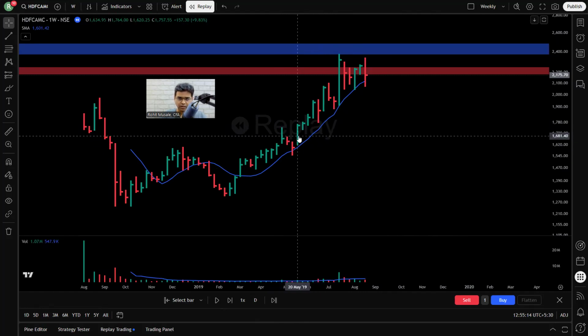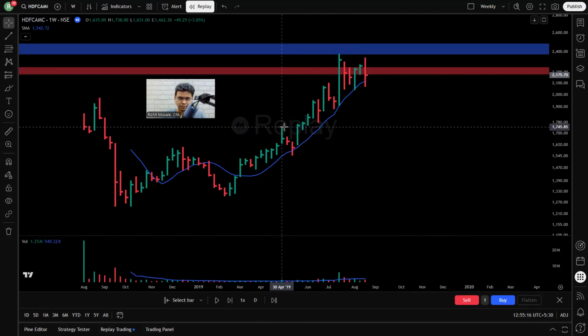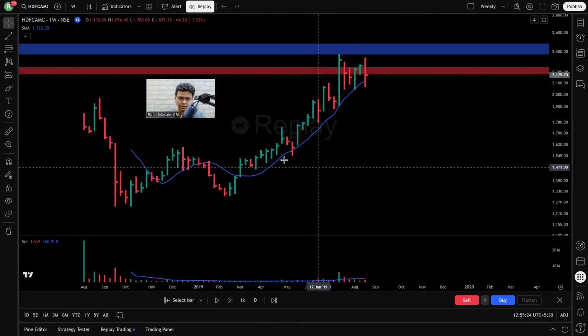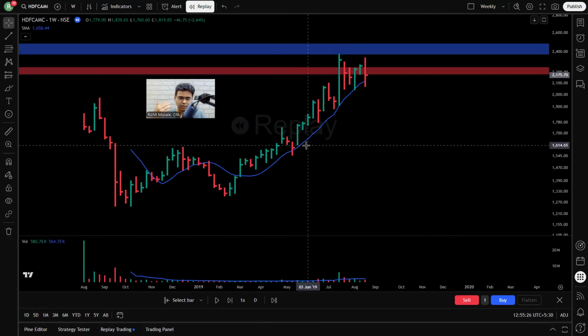But look at this bar. It already breached the high of this bar. So that base is not complete. The stock still continues to be in an uptrend. It still continues to be in a move above the 10-week simple moving average.